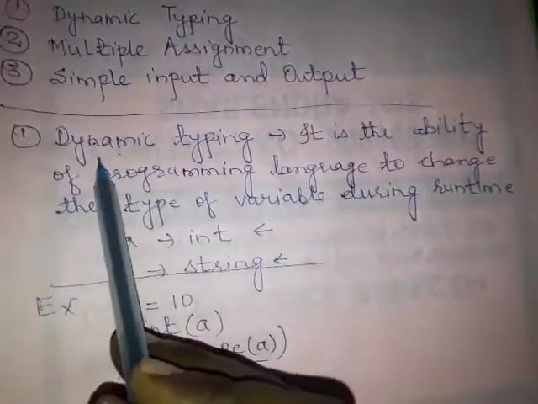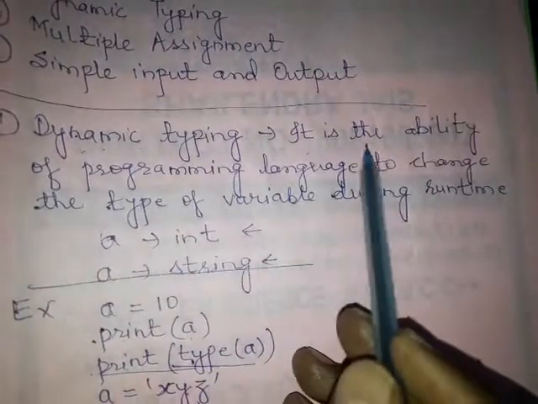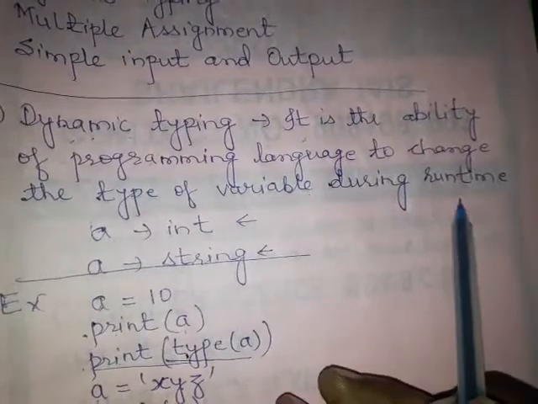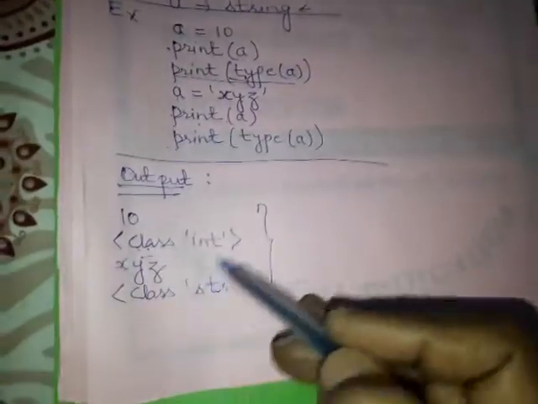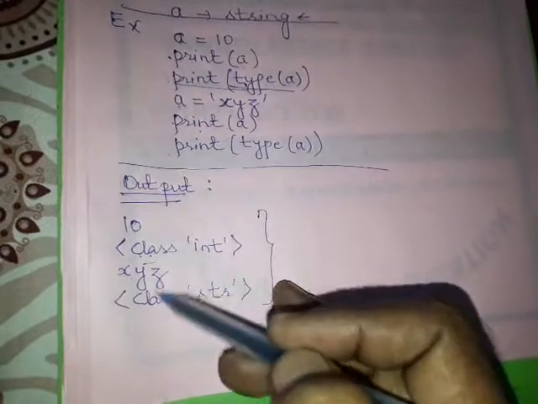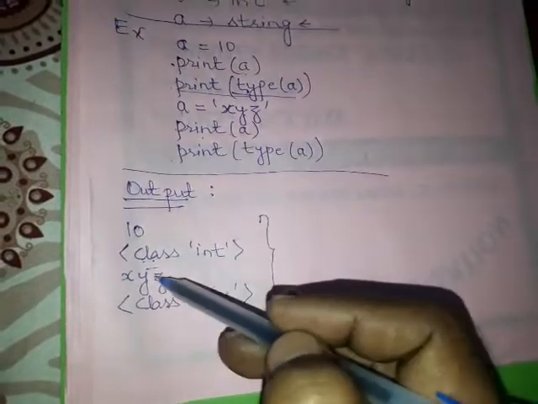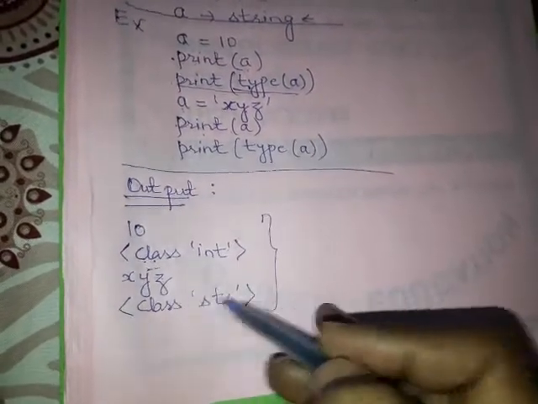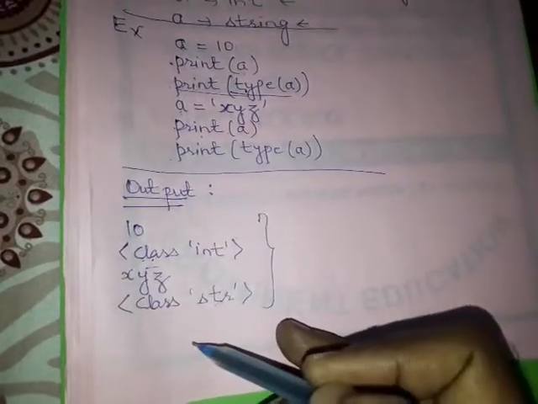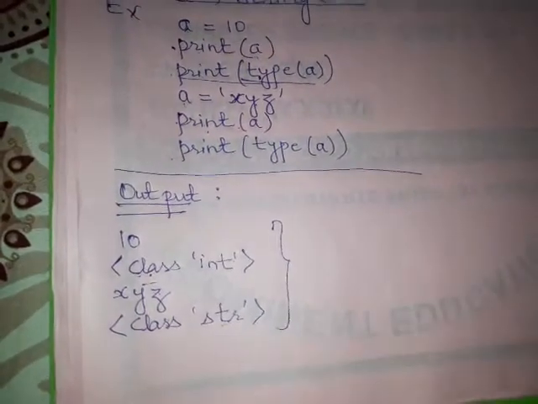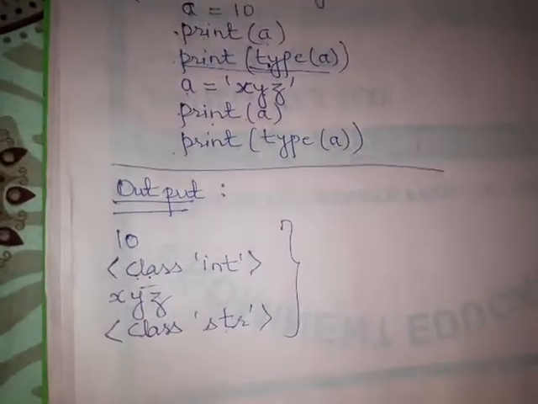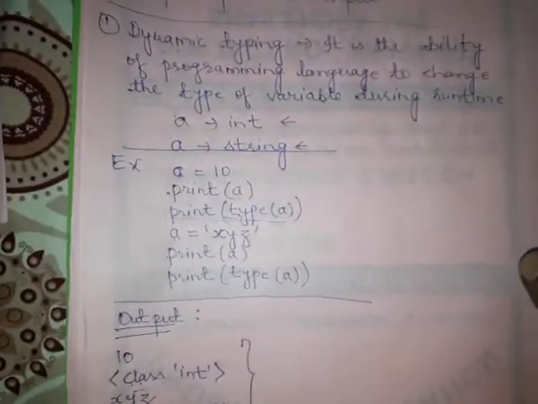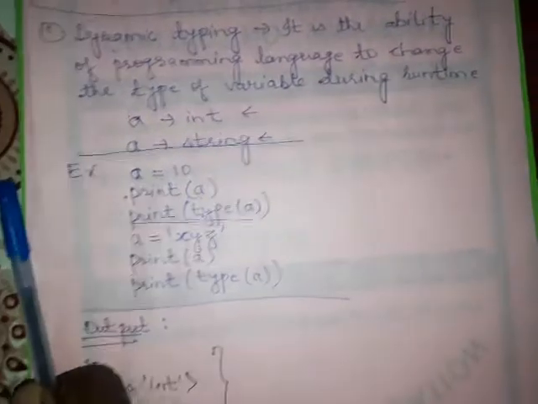So whatever I mentioned in my definition, that it is the ability of a programming language to change the type of variable during runtime. If this is the runtime environment, during runtime you are changing the type of the variable. Previously it is of type integer, and after assigning a string value, its type will automatically change to string type. This is str, which is called string type. So this is called dynamic typing. This feature is not supported by other programming languages. Python supports this feature. So this is the main concept of dynamic typing.